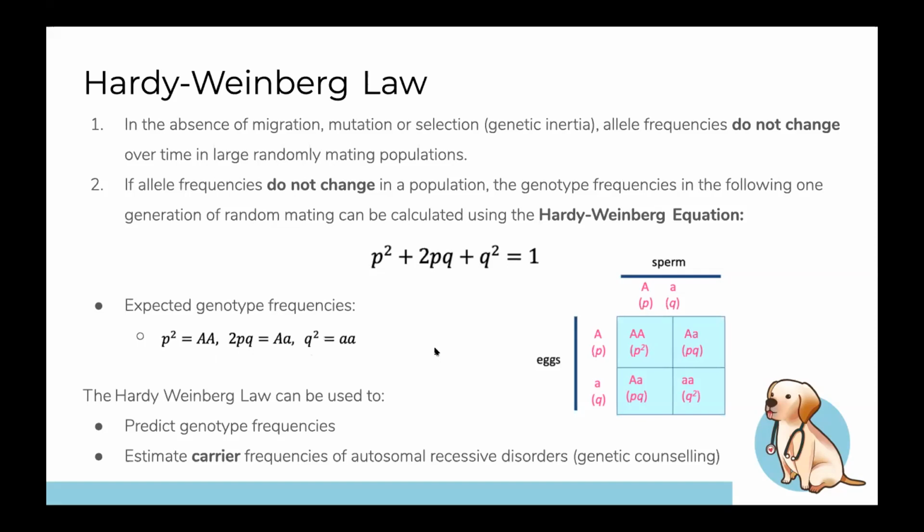And your Hardy-Weinberg law is essentially used to predict your genotype frequencies and also estimate your carrier frequencies of autosomal recessive disorders. So I believe you guys would have covered this in one of your lectures, but if you have any questions about that, feel free to chuck it in the chat as well.